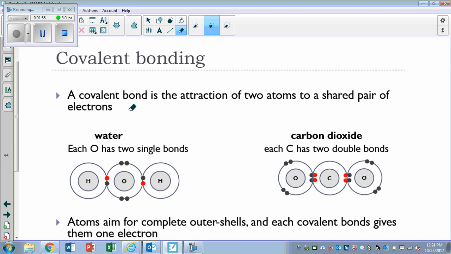And then when it comes to the test, we write it in that terminology. It is the attraction of two atoms to a shared pair of electrons.